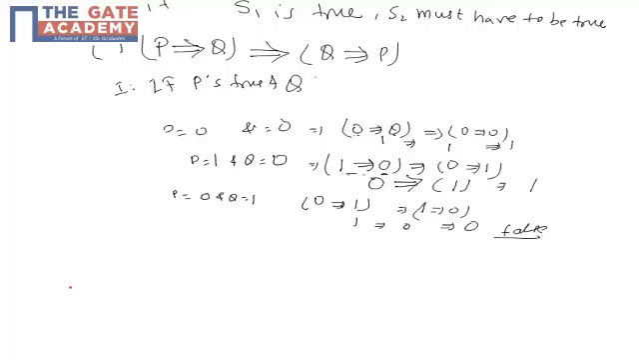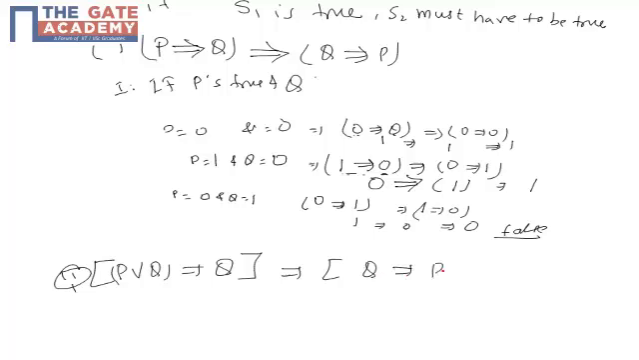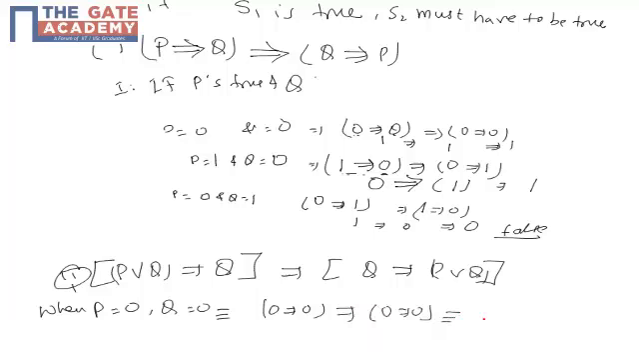Coming back to option number 2, they have given P disjunction Q equivalence with Q, P. This is the query they have given. In the same way, let us take one example when P is equal to 0 and Q is equal to 0. It means 0 implies 0, which is 1, and this is also 1. So 1 implies 1 is nothing but 1.